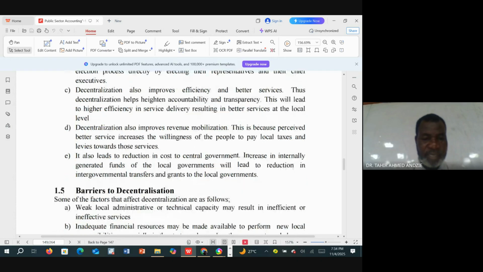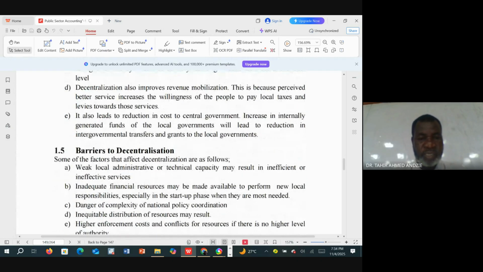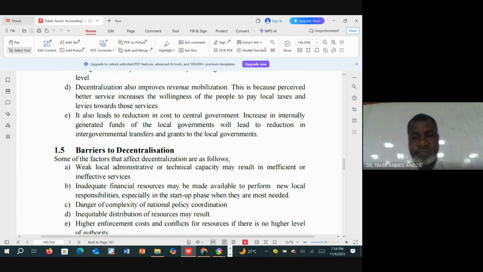So that is it. Then this assembly also leads to reduction in costs to the central government. Imagine if the central government should administer everything by itself, people traveling from Accra to whichever local areas to make announcements and do business. It would have been very difficult. So this assembly cuts down the cost of central government, because the functions that the central government has to come and do in the local areas will be done by the local government.